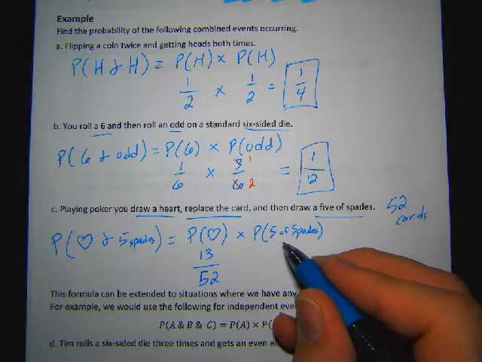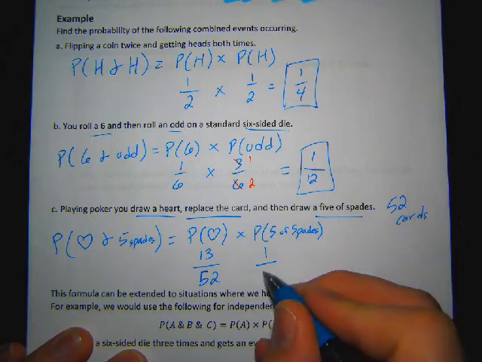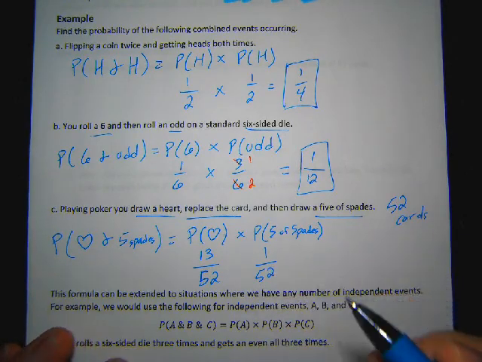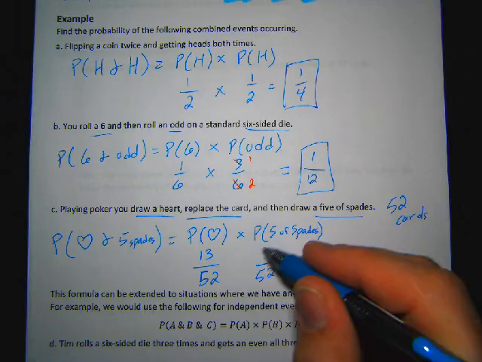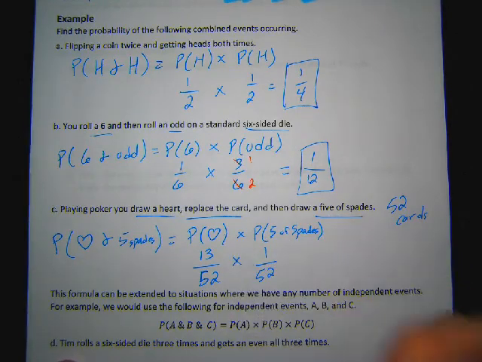5 of spades, there's only 1 5 of spades out of the whole deck of 52 cards. We put the heart back in after we drew it, so there's still a full deck to draw from. That's why there's 1 out of 52, and that's what we multiply.